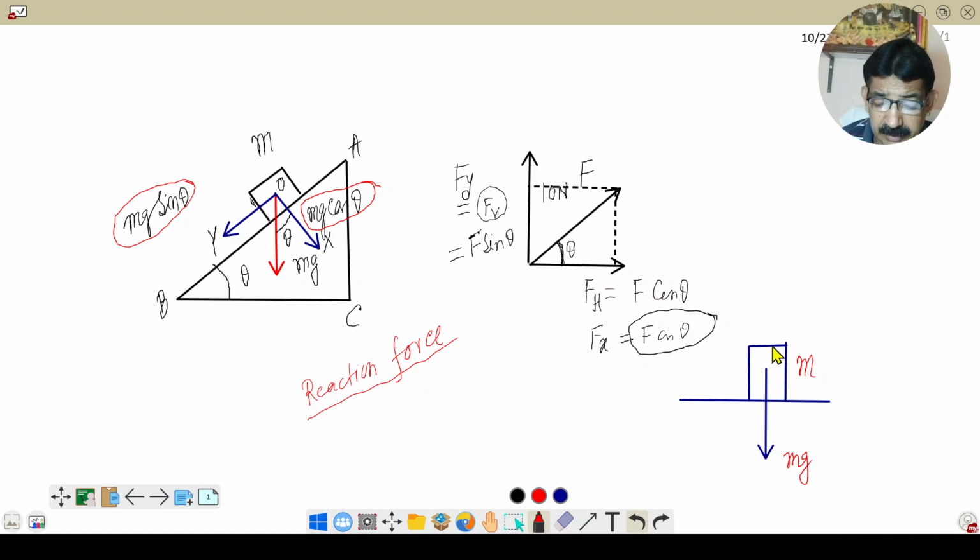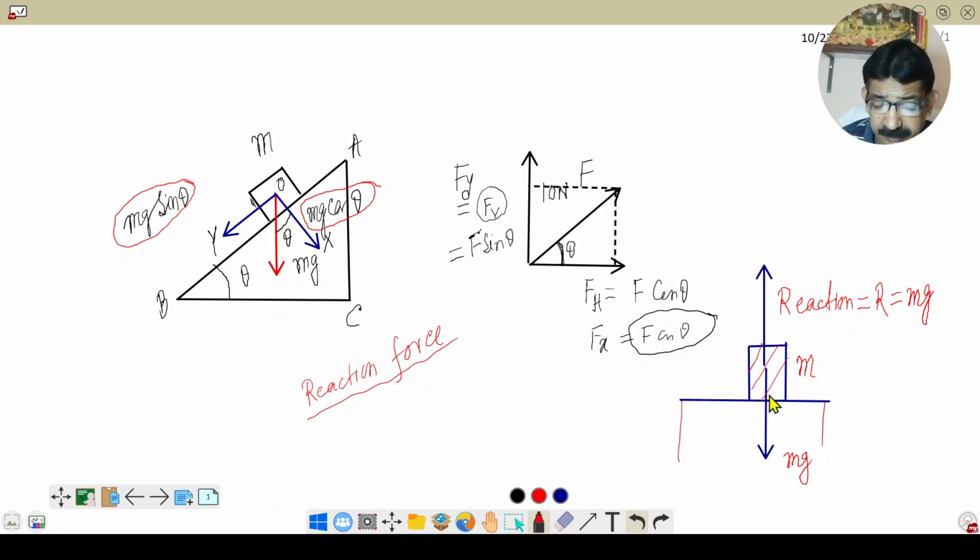Now, this is the body or the block that exerts a force on the table. This is the table. A force, and that force is equal to mg. We know from Newton's third law, every action has an equal and opposite reaction. So the reaction force provided by the table on the body will be equal to mg, again mg. So this is equal to mg. And we can say the reaction force R is equal to mg.